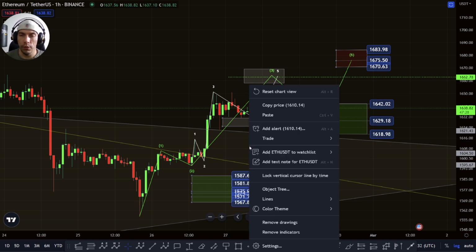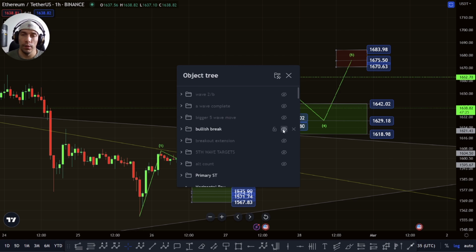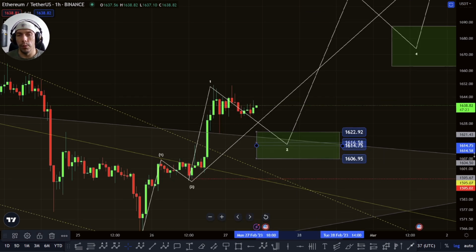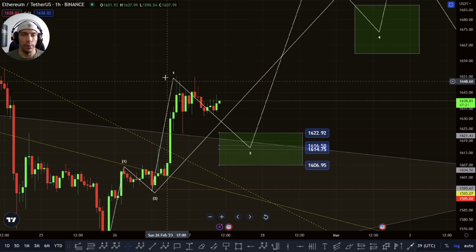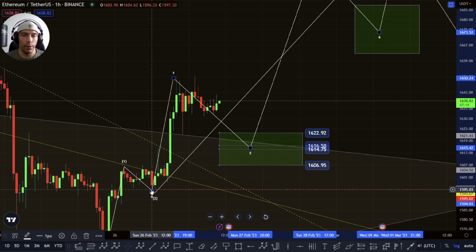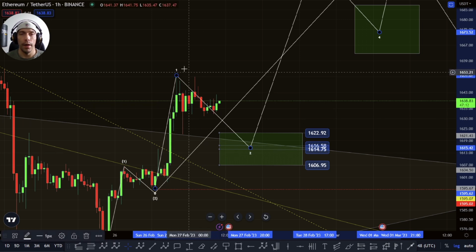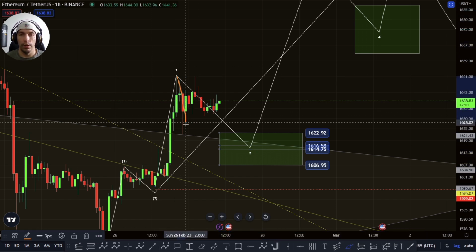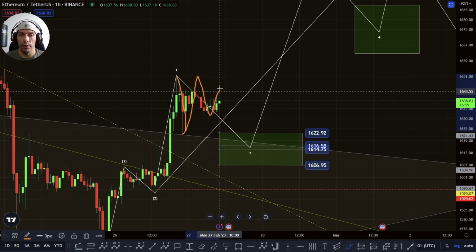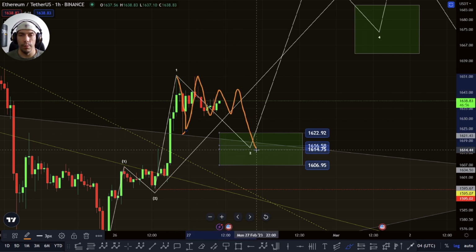So if we do invalidate this count, what I'd be on the lookout for is something like this playing out where we count this slightly different. Basically we count this 1, 2, 3, 4, 5 and say it's actually completed here into this high, and then look for this rather as a wave 2 retracement. So the thing about this is we could still argue that we could get a triangle in here. It just could be the other way around, where this becomes an A wave and then we get a triangle in here for B and then actually we break back down.